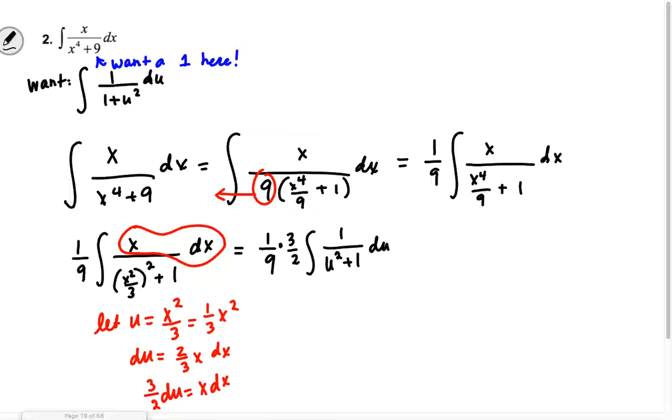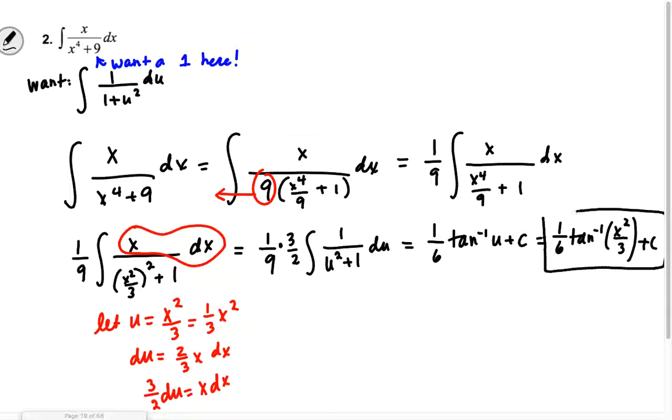So I get 3 over 18, which is 1 over 6. And then the integral of 1 over u squared plus 1 is inverse tangent of u plus c. So our final answer is 1/6 inverse tangent of u, which was x squared over 3, plus c. And then we're done.